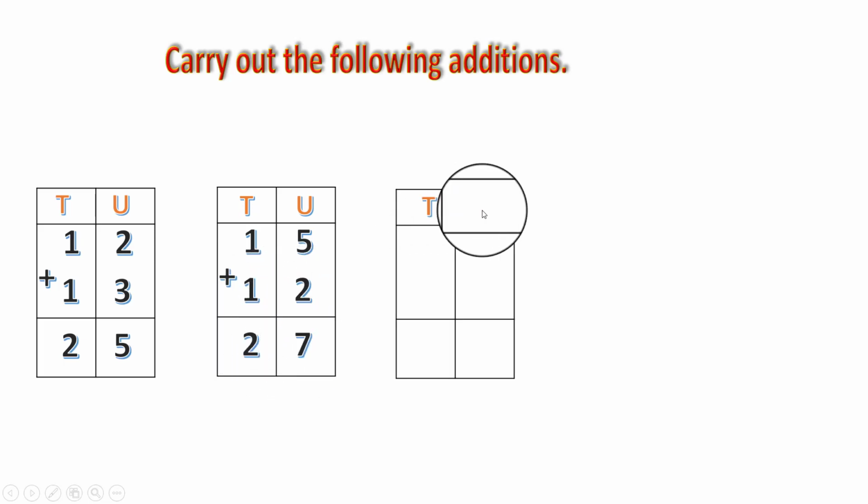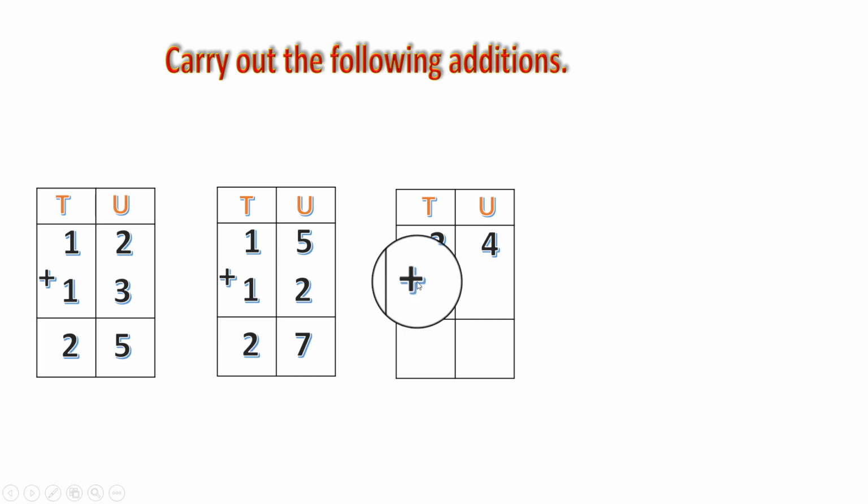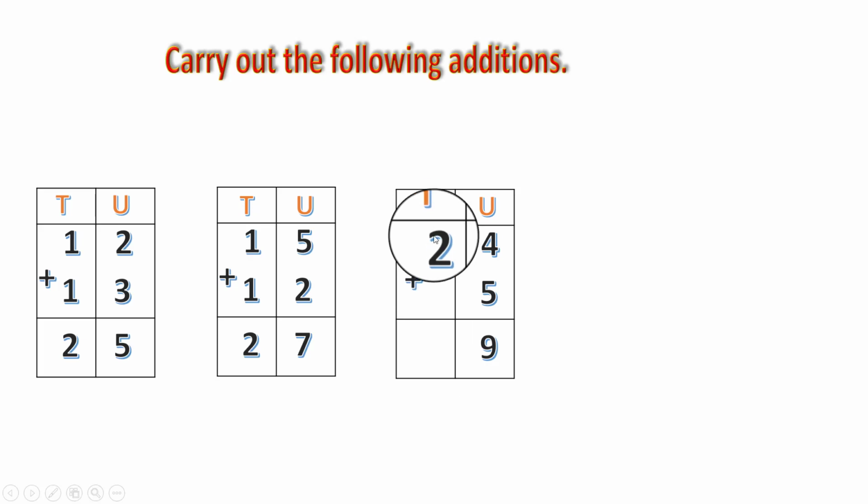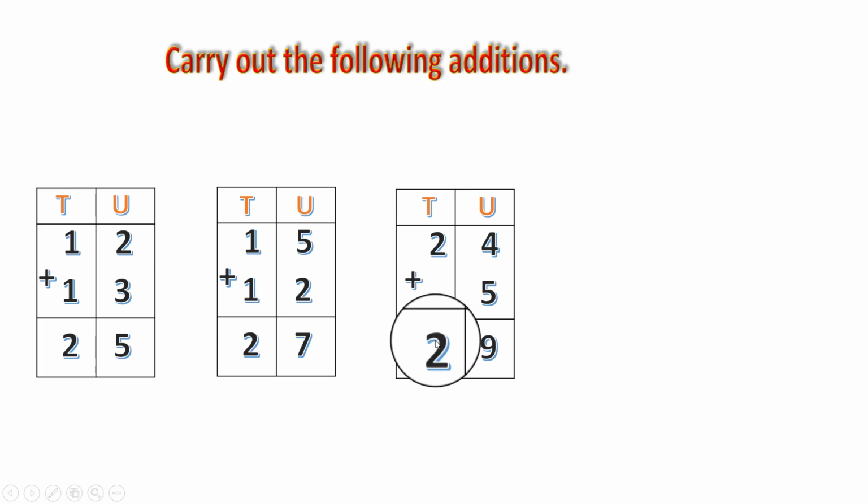T for tens, U for units. 2 tens 4 units plus 5. 24 plus 5. 4 and 5 these numbers are unit place. When we add them we get 9. 2 is tens place, and when we add 2 plus 0 we get 2.